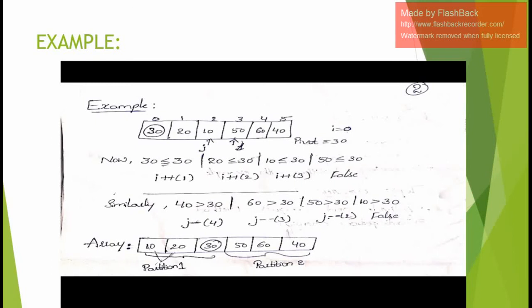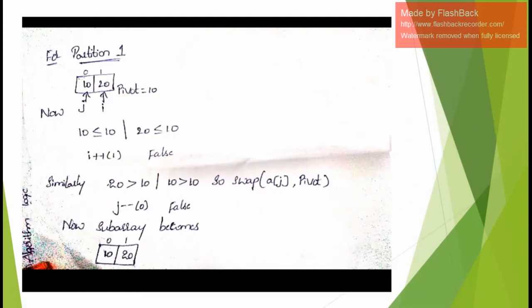Now by seeing this, all the elements smaller than the pivot element are placed before it and all the elements greater than the pivot element are placed after it, and the pivot element is fixed in its position, which is in sorted manner. Now let us consider the elements before the pivot element as partition 1 and all the elements after the pivot element as partition 2. Now for partition 1, we apply the same logic.